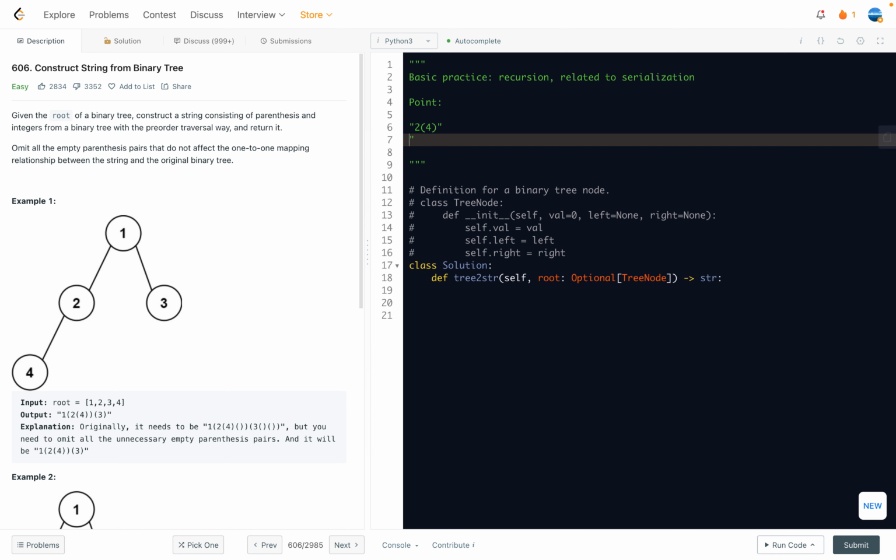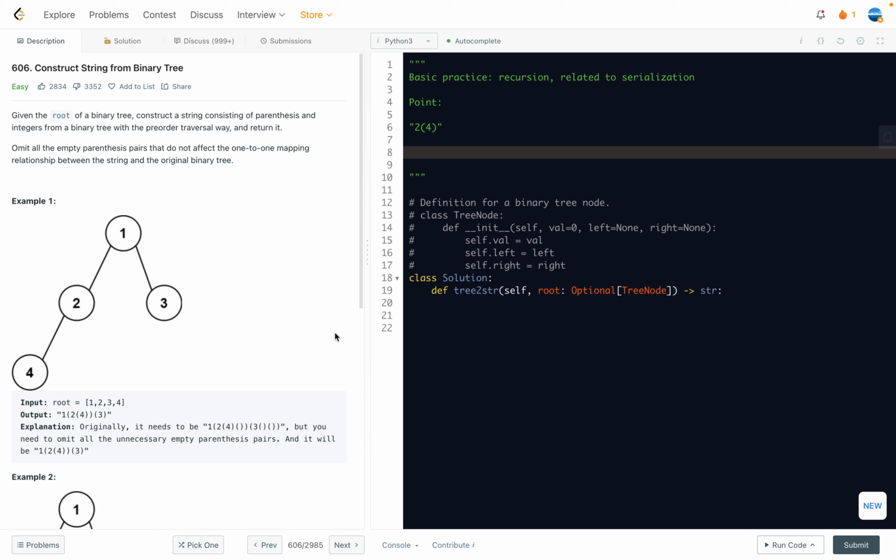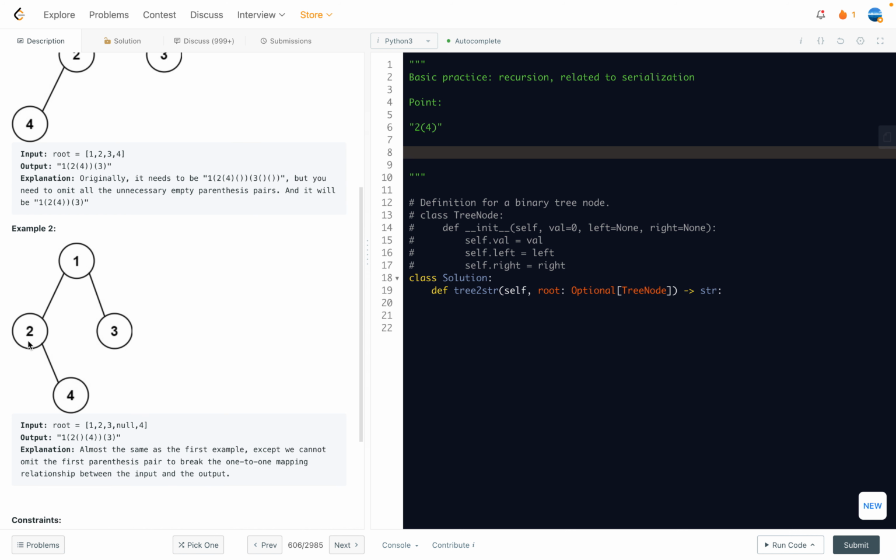That's one case. Another case is that you have 2, but you do not have a left subtree, and you have 4 as the right subtree. In order to indicate that it does not have a left subtree, or indicating 4 is a right subtree, we are going to need the empty parentheses. That's a point to notice. With that said, we are ready to do the coding.